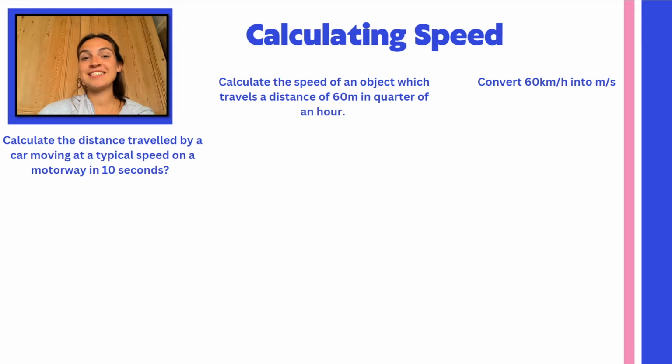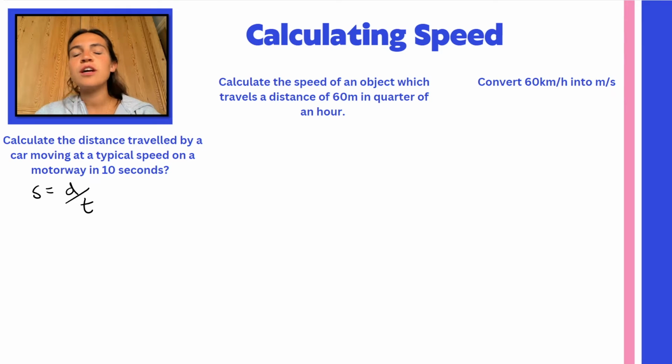Okay, let's practice using our equation speed equals distance over time. First question is to calculate the distance travelled by a car moving at a typical speed on a motorway in 10 seconds. So before I do anything, I'm going to identify the equation that I'm using and write that down. Speed equals distance over time.